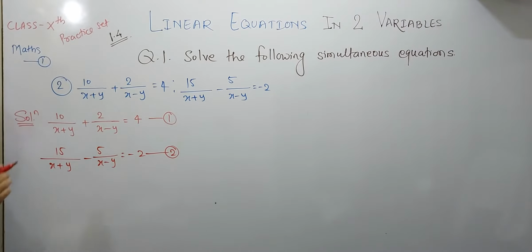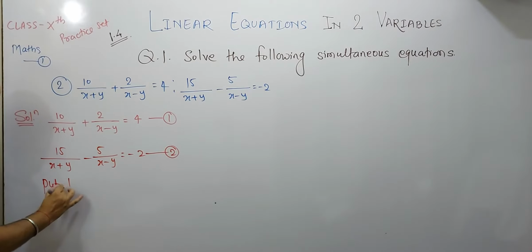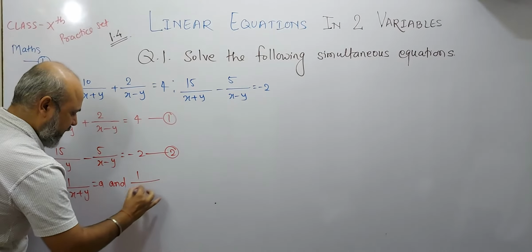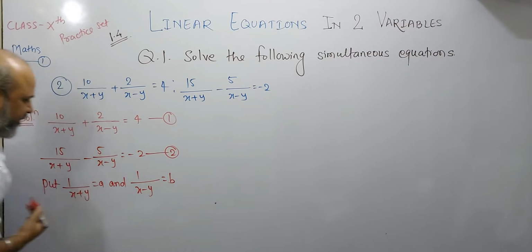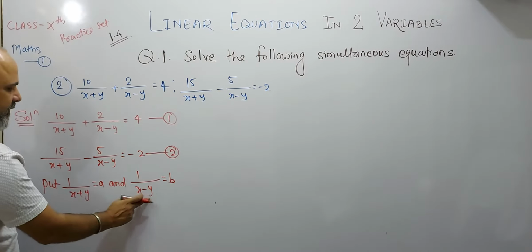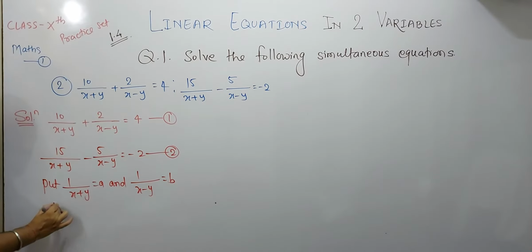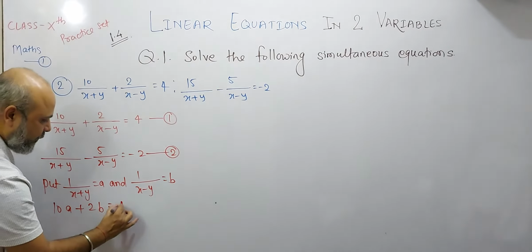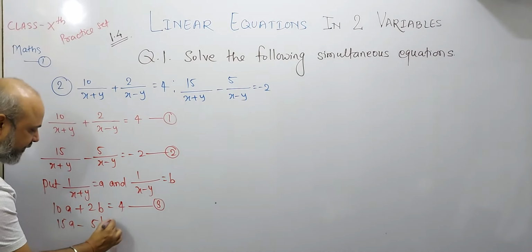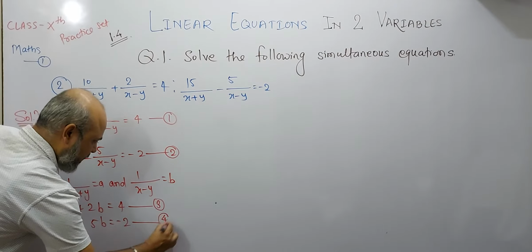Once again you are going to resubstitute, or you are going to put 1 upon x plus y is equal to a and 1 upon x minus y is equal to b. So when you will put these, what you will get? You will get 10a plus 2b is equal to 4. This will be equation number 3, and this becomes 15a minus 5b is equal to minus 2. This will be equation number 4.